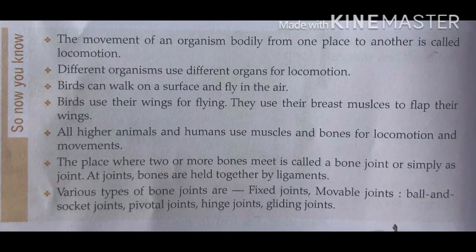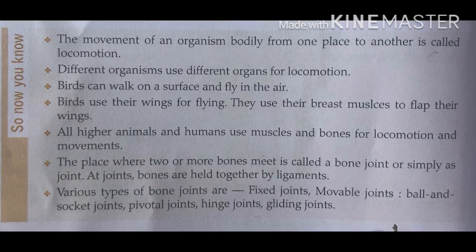Now in this video we discussed that the movement of an organism bodily from one place to another is called locomotion. Different organisms use different organs for locomotion. Birds can walk on a surface and fly in air. Birds use their wings for flying. They use their breast muscles to flap their wings. All higher animals and humans use muscles and bones for locomotion and movements.